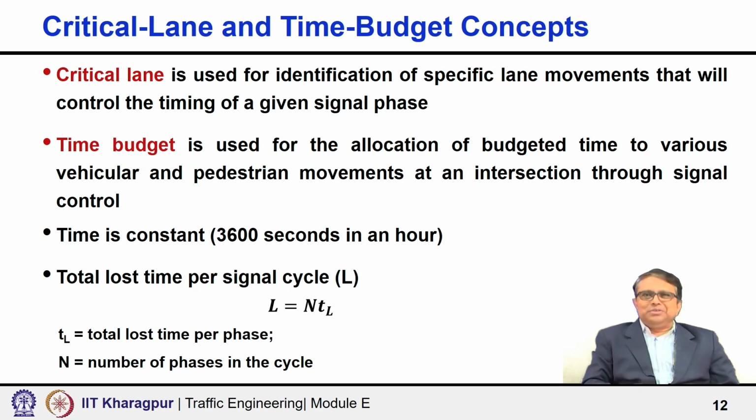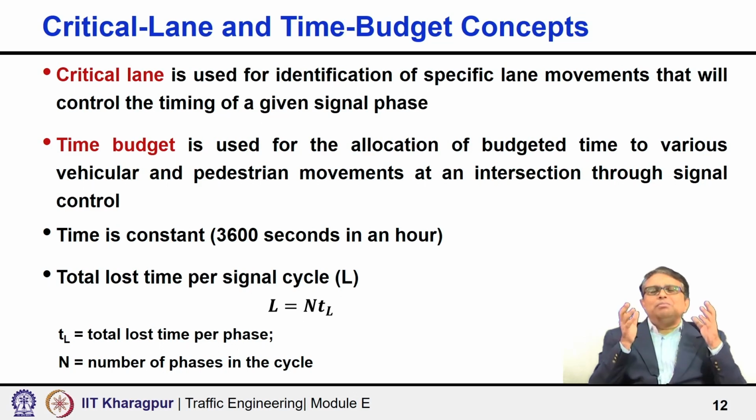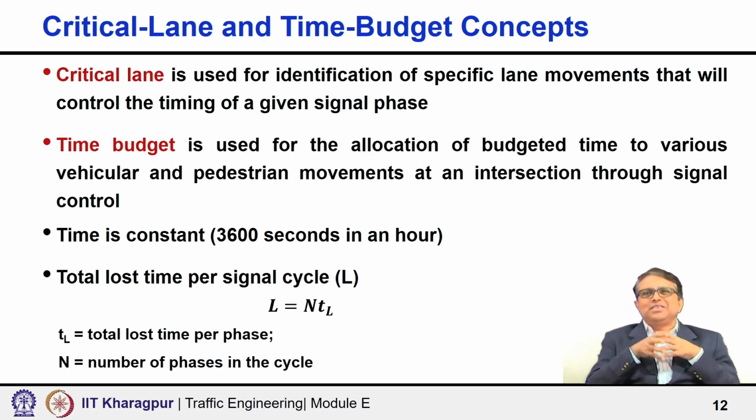And time budget is actually used for the allocation of budgeted time to various vehicular and pedestrian movements at an intersection through the signal controller. What is the time budget? Because we have total time available per hour as 1 hour or 3600 seconds in an hour. So, what is available to me is 3600 seconds. Now, how shall we utilize this 3600 seconds for different things?